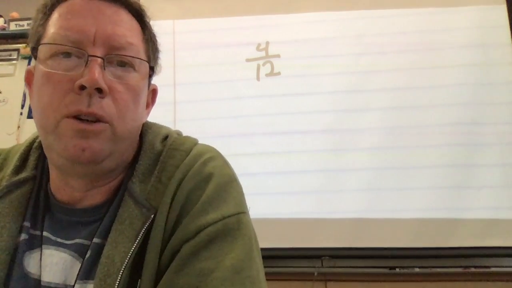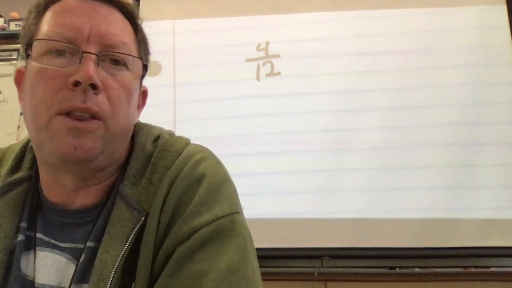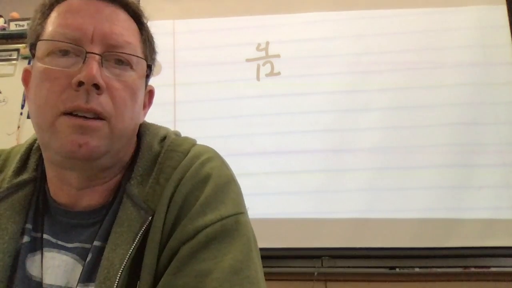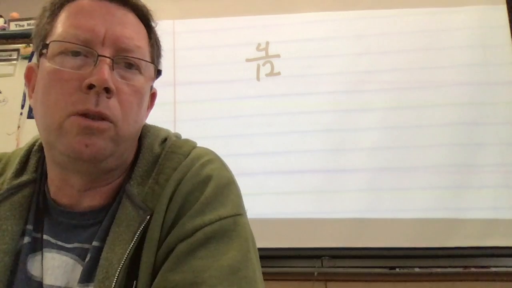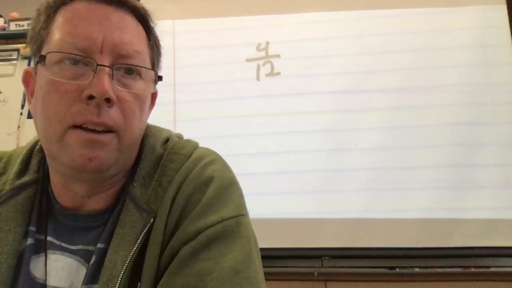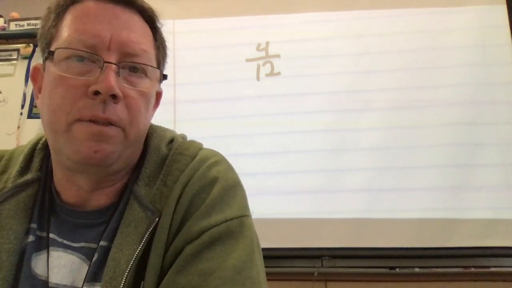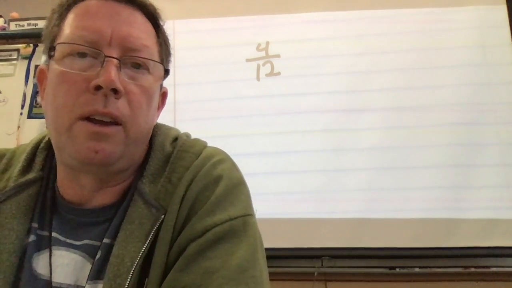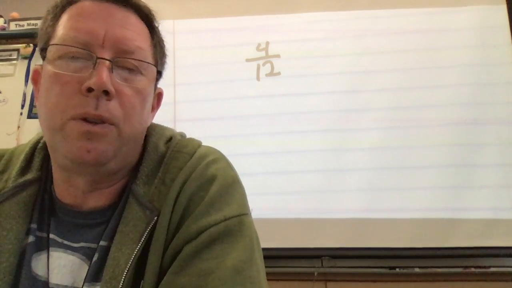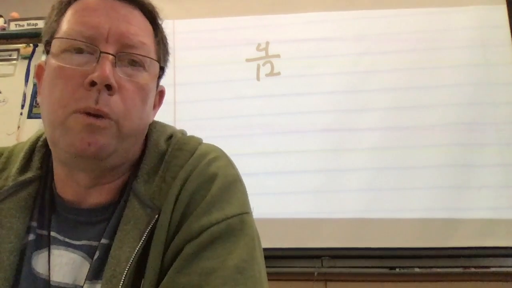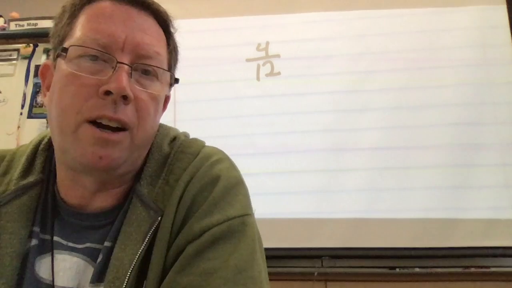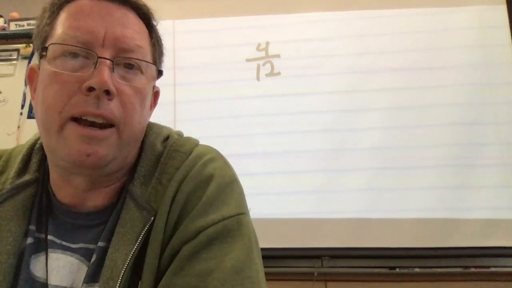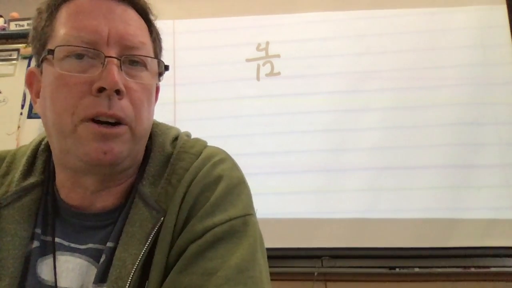So if I want to reduce this fraction, the first thing you need to think of is what number can go into a 4 and can go into a 12 evenly, because it has to be the same number. So if I think of a 2, because they're both even numbers, so I know a 2 will work. I could divide both the top and the bottom of that fraction by a 2, and it'll work, and it'll make it into smaller numbers.